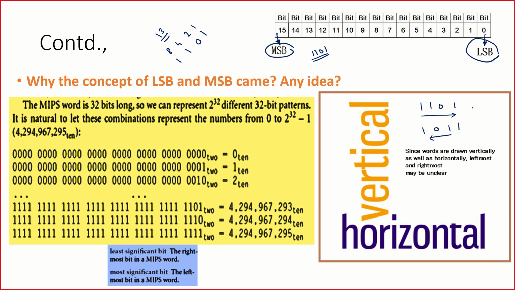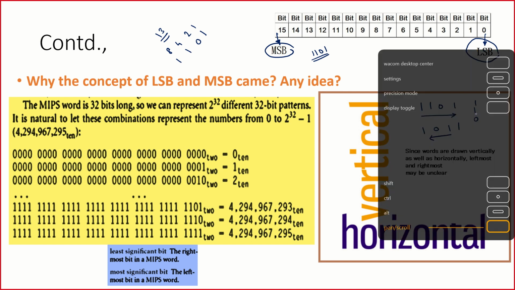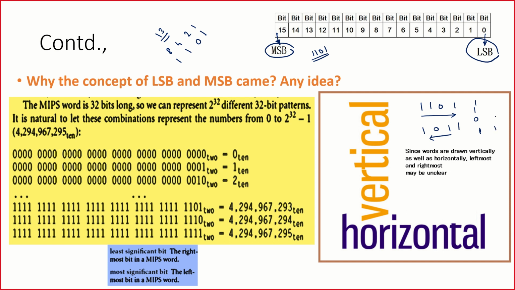I can write this way, 1101. I can even write this way. So there are n number of ways that I can write a number, and there is the problem.